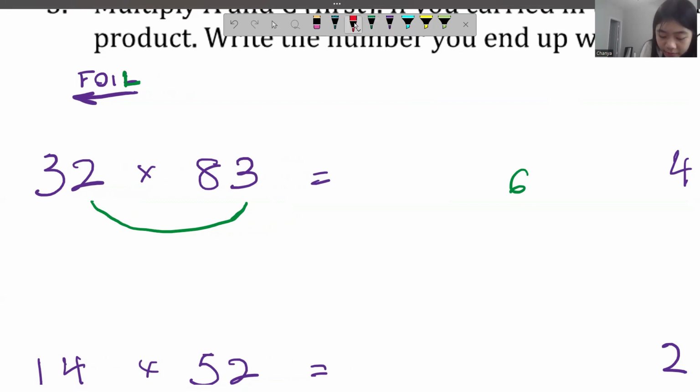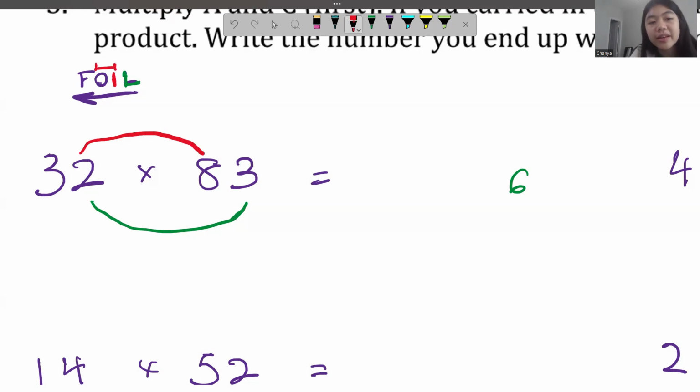Next, you move on to inner. For this step, you would multiply the two inner digits. You can sort of think of these digits as being on the inside of the multiplication. So you would multiply 2 times 8, which is 16. But the tricky thing about this is that the inner is sort of grouped with the outer. So these two are sort of grouped.